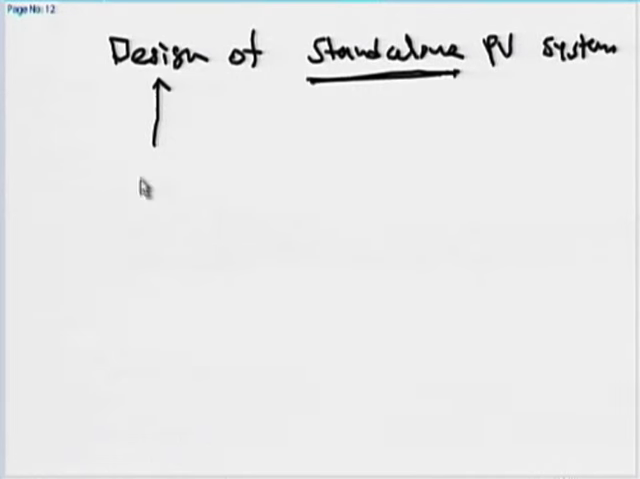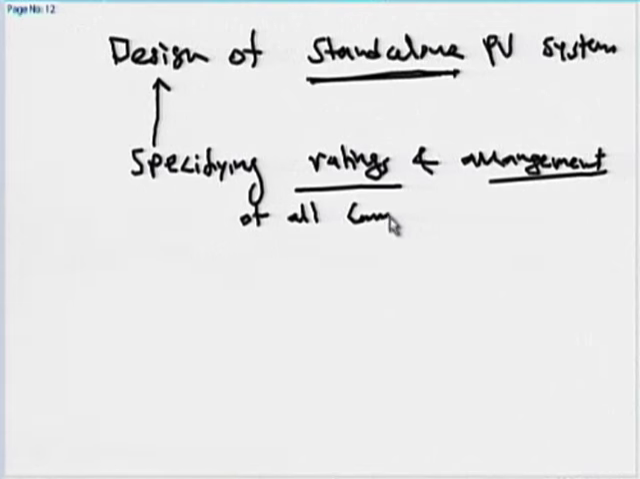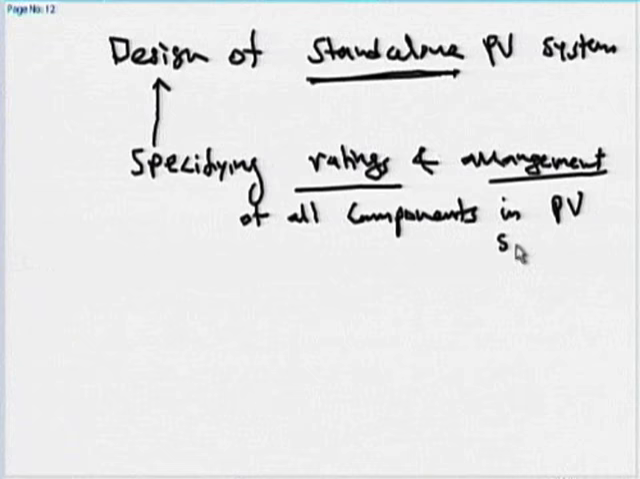So, design means, as I said, specifying ratings and arrangement. Rating means how much voltage, how much current, and arrangement is how many series and how many parallel connections of all components in a PV system, okay. Specifying rating and arrangement of all components in a PV system. That is what we need to do in the design. And we are talking about a standalone system.